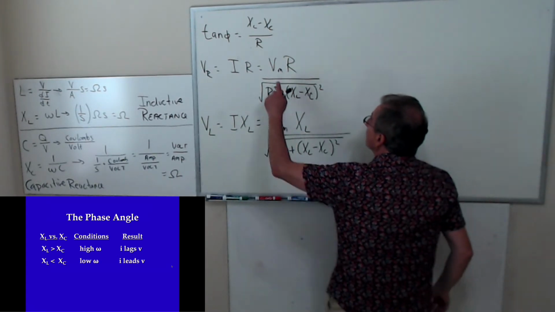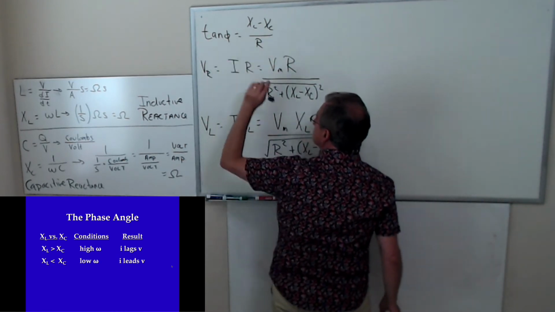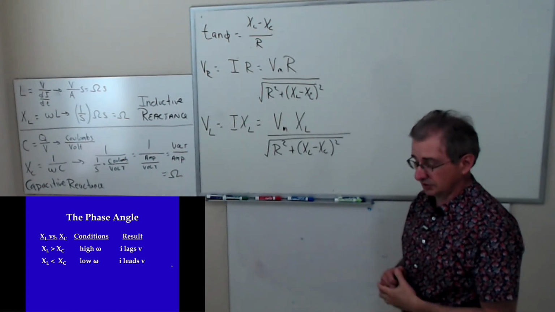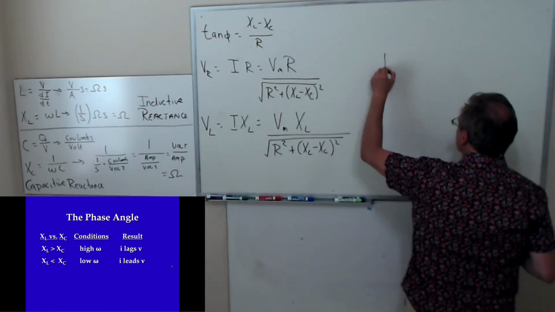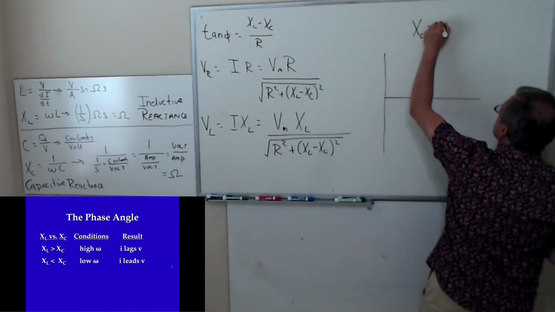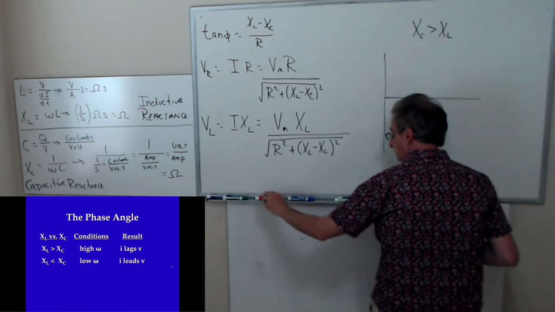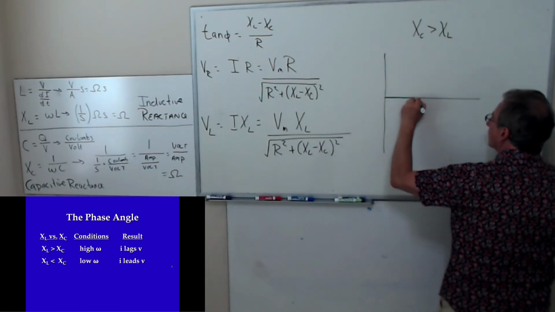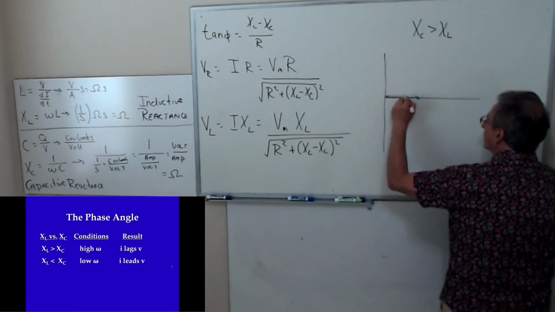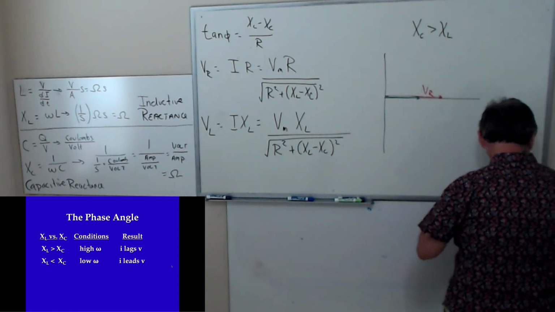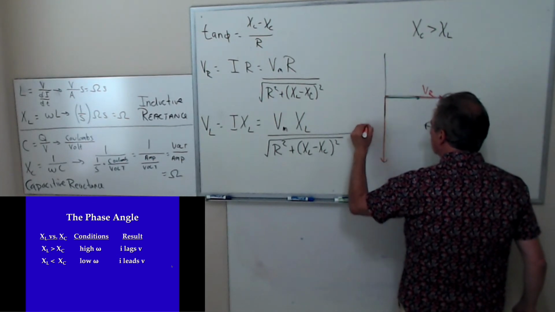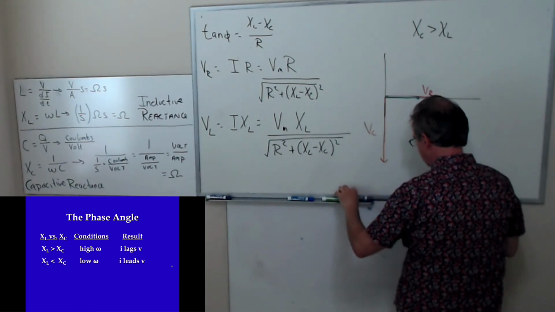Okay? Now, if X sub C is bigger than X sub L, this angle is negative, the capacitor is dominating. The current will lead the voltage. And so when I draw the phasor diagram, when X sub C is bigger than X sub L, my drawing will look like this. I think you know what I'm going to do next. So this is V sub R. I'm just going to make X sub C longer, or V sub C longer, than V sub L.